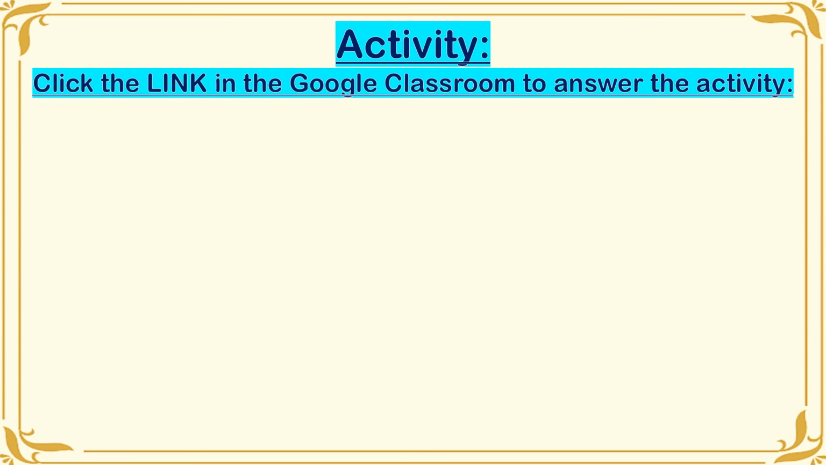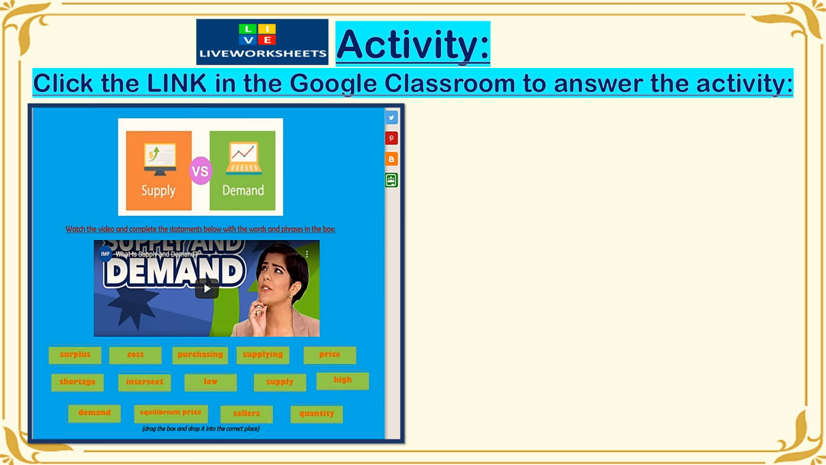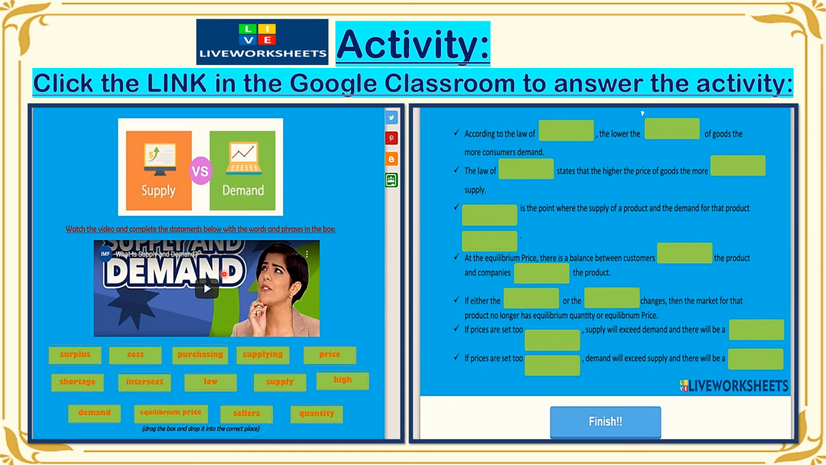So class, it's time for me to give you activity. Just click the link in the Google Classroom to answer the activity. Of course, it's live worksheets. So this time class, we have this one. As you can see, there are words in the boxes, but you have to play this button here because it's a video about supply and demand. And you just drag the word into the box, okay, to complete the sentence. Now, after you finish answering, you click finish, click check my answers. Your scores will appear and screenshot that one and upload in social studies album in your class line group.